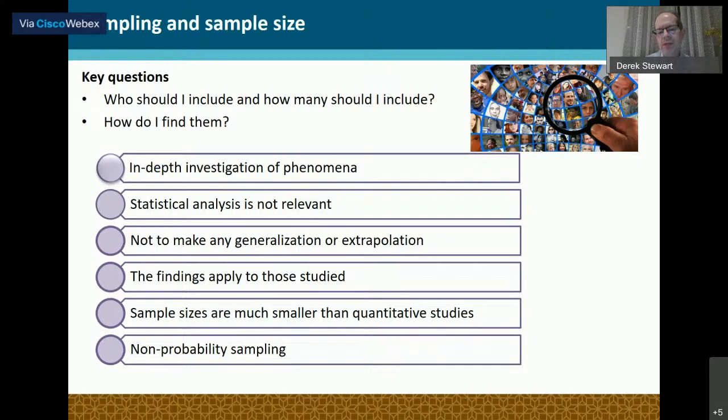As Dr. Ala said a minute ago, we're not trying to make any generalization or extrapolate the data anywhere else. The findings of qualitative research apply to the people that we study. Now, we might try and think about transferring them to other people in other groups, and I'm going to speak about that in a minute, but they really do just apply to those people we study. So the sample sizes are much, much smaller, and we use a different approach called non-probability sampling.